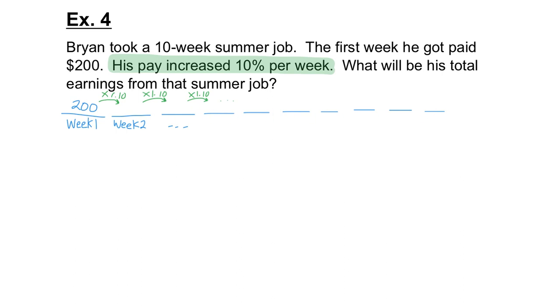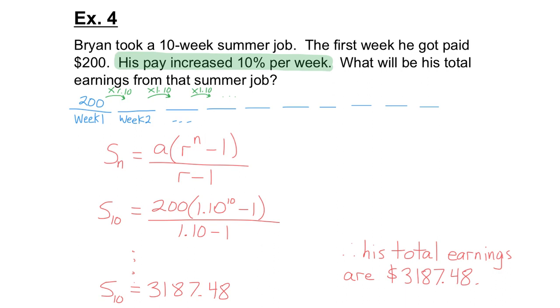So n is 10. So as a geometric series, I'll use this formula to find the sum of the first 10 terms. I'm starting with a term value of 200. n is 10. The common ratio is 1.10. Follow BEDMAS, you end up with this number. So I can conclude his total earnings are $3,187.48.